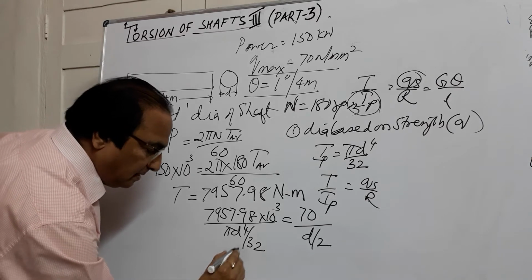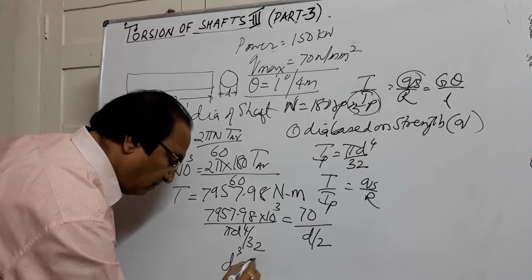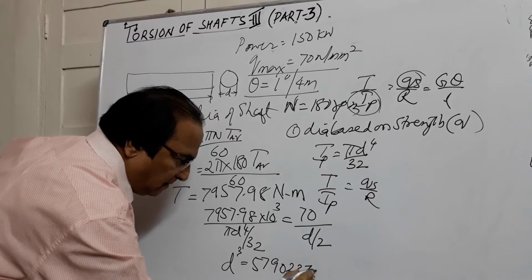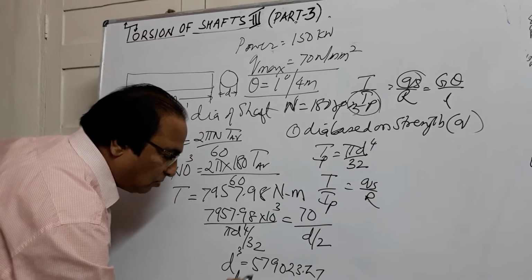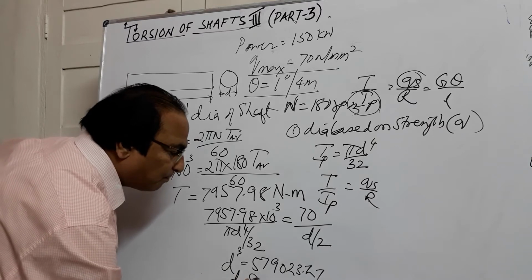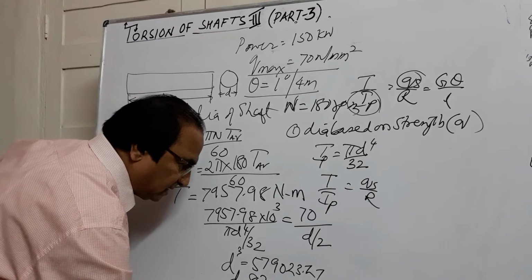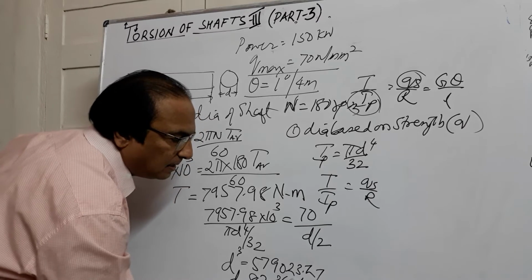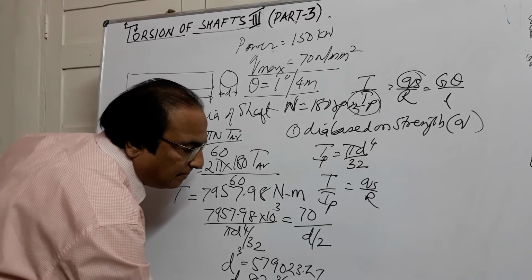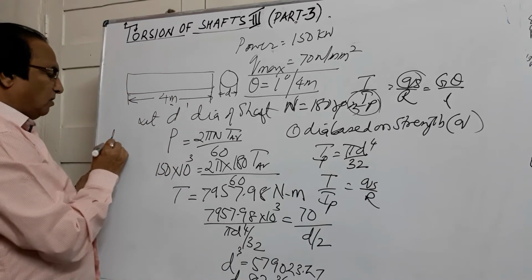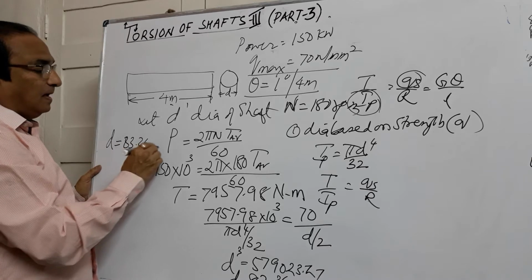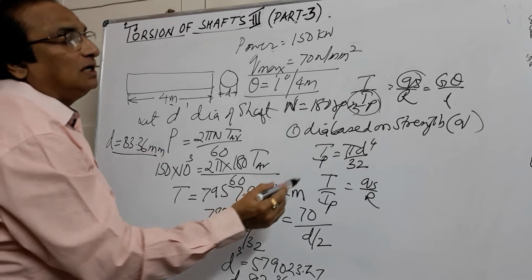So D cubed, if you simplify, will be 579023.27. So the diameter you get with regard to the maximum shear stress is 83.36 mm. So the diameter we first got is 83.36 mm. Now this is the diameter based upon the shear stress.